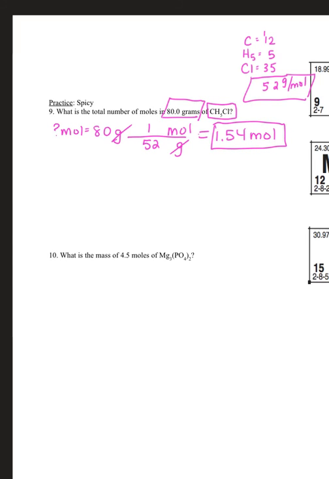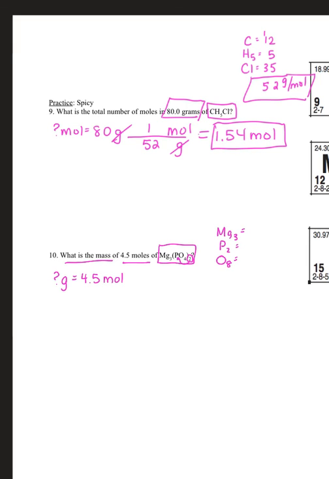Okay, last question. What is the mass? That means how many grams? How many grams are in 4.5 moles? Okay, we have to find our molar mass for the conversion factor. I have 3 magnesium. I have 2 P, right? Because this subscript tells me that I have 2 P, and I have 4 times 2, I have 8 oxygens.